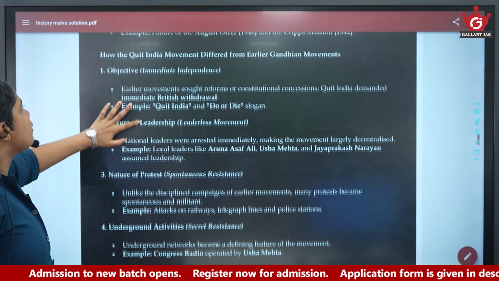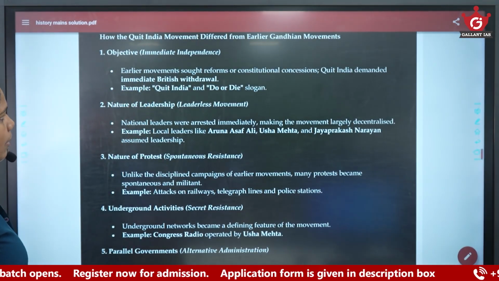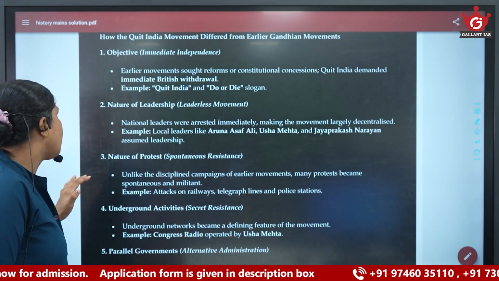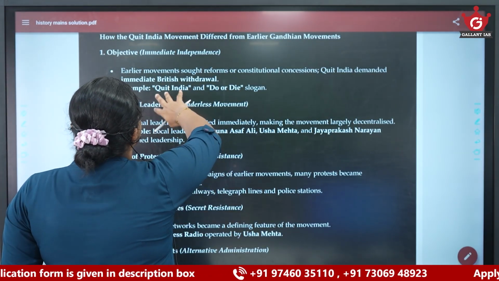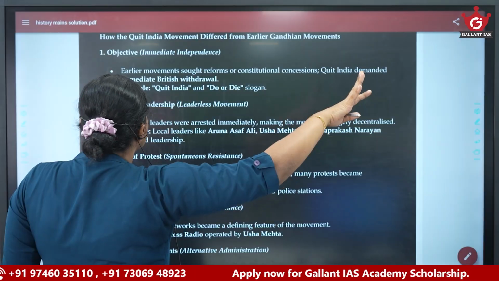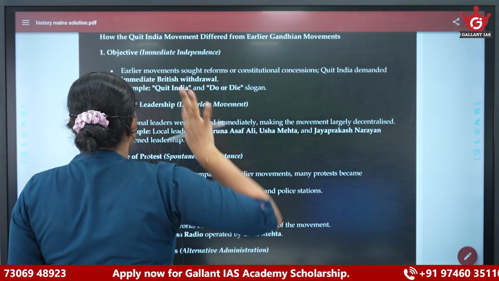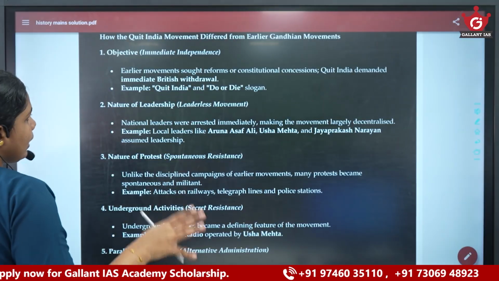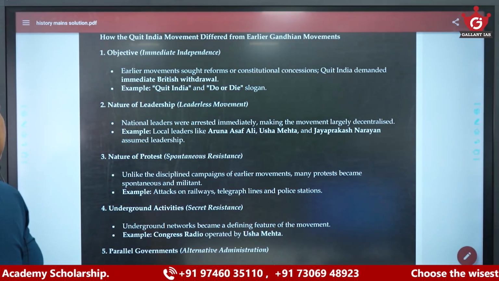Then how it was different from earlier Gandhian movements. That is the next part of the question. You can talk about how in objective it was different. Earlier movements sought reforms or constitutional concessions, but Quit India was very different. It demanded immediate British withdrawal. For example, the Quit India, Do or Die slogan. This was much more to the other side.